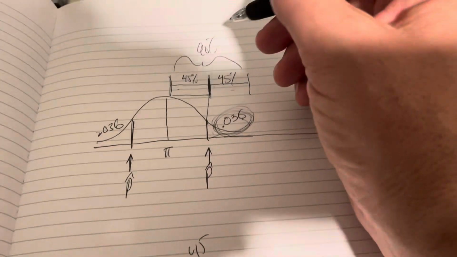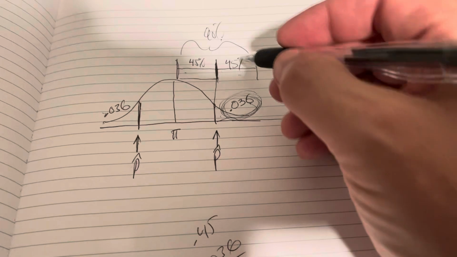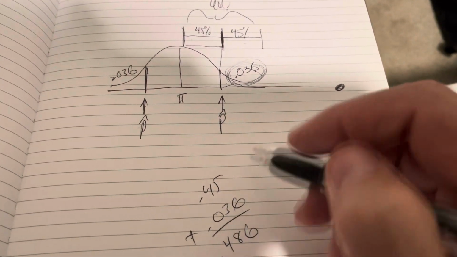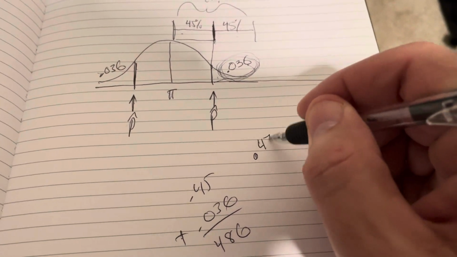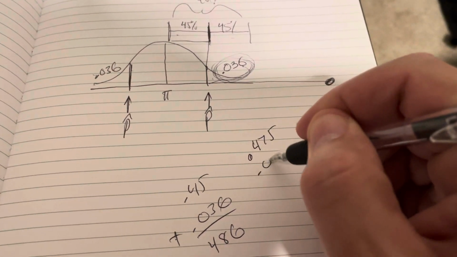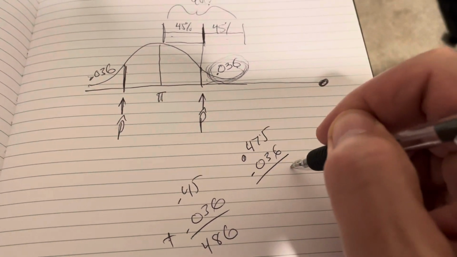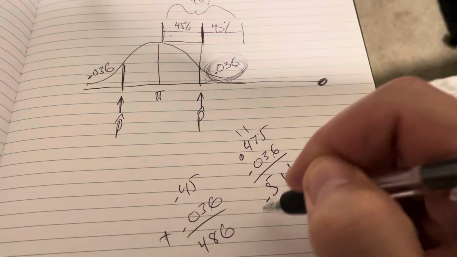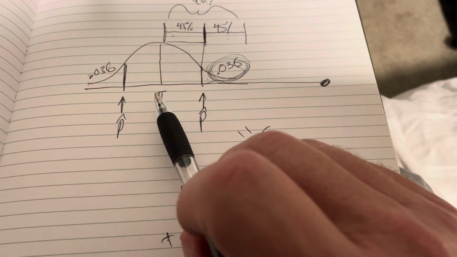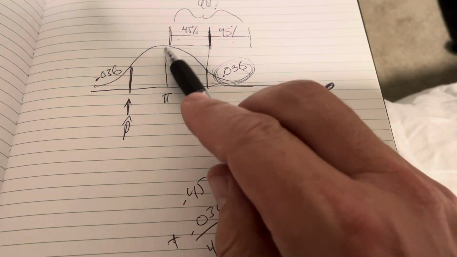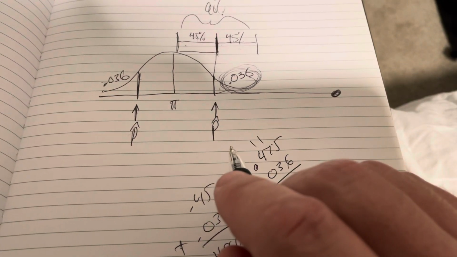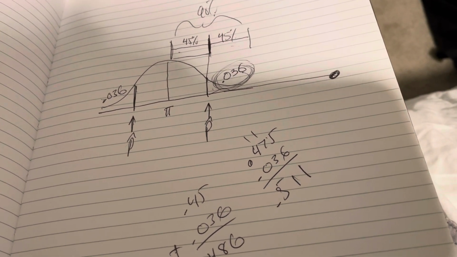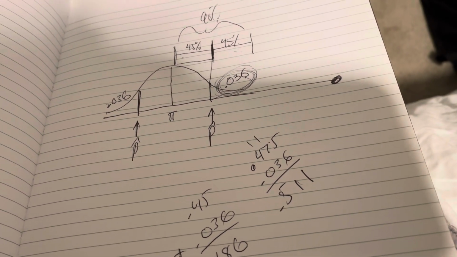Okay? Now, if I do the 95%, then this would be 47.5, and 47.5 and 0.036. Well, we're now at 0.511. So the 95% confidence interval would contain it. Okay, now I've got a problem that I need to answer that's connected to that. So here we go.